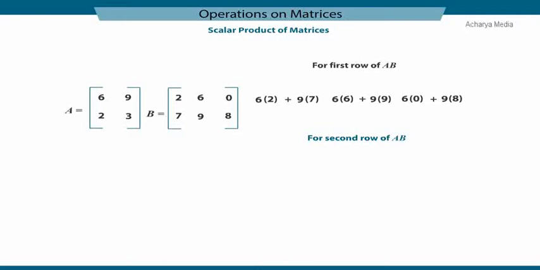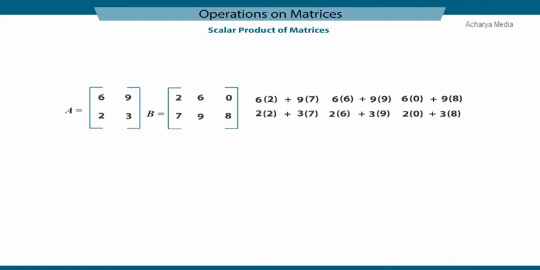Similarly, for all the elements of the matrix AB, we have to repeat the same process. The elements of the second row are obtained as follows: 2 into 2 plus 3 into 7, 2 into 6 plus 3 into 9, 2 into 0 plus 3 into 8. Thus the product of A cross B is obtained as shown here.